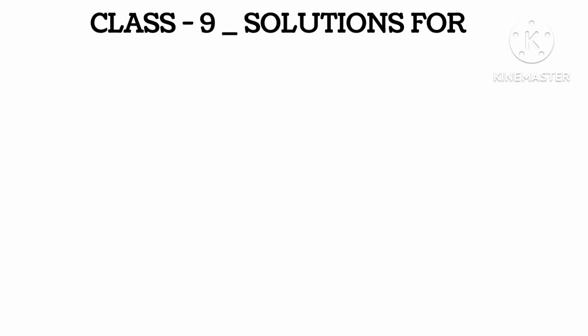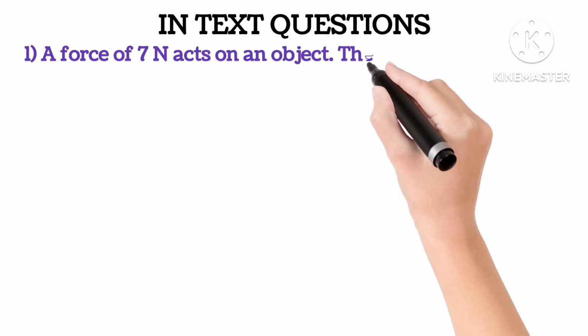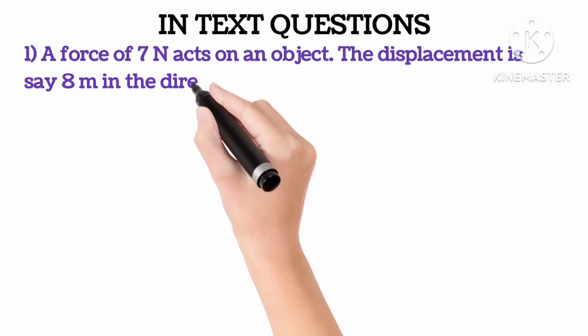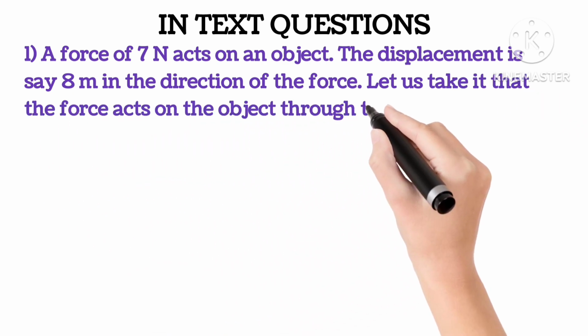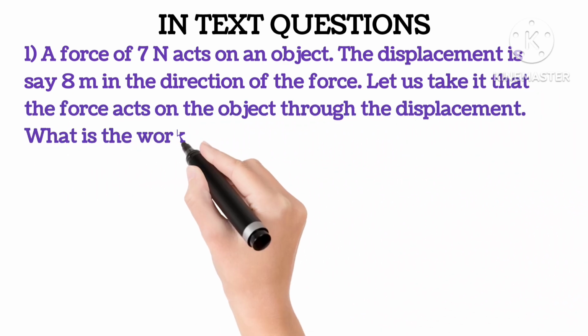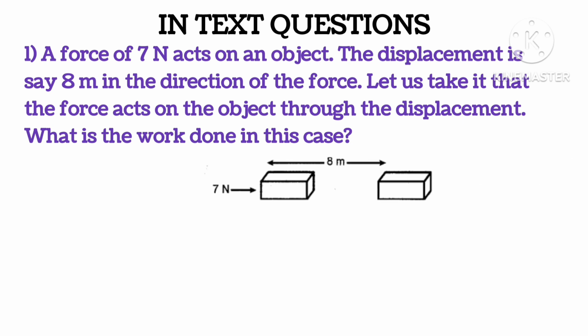Class 9 Solutions for Chapter 11 Work and Energy. In-text questions. A force of 7 newtons acts on an object. The displacement is say 8 meters in the direction of the force. Let us take it that the force acts on the object through the displacement. What is the work done in this case?